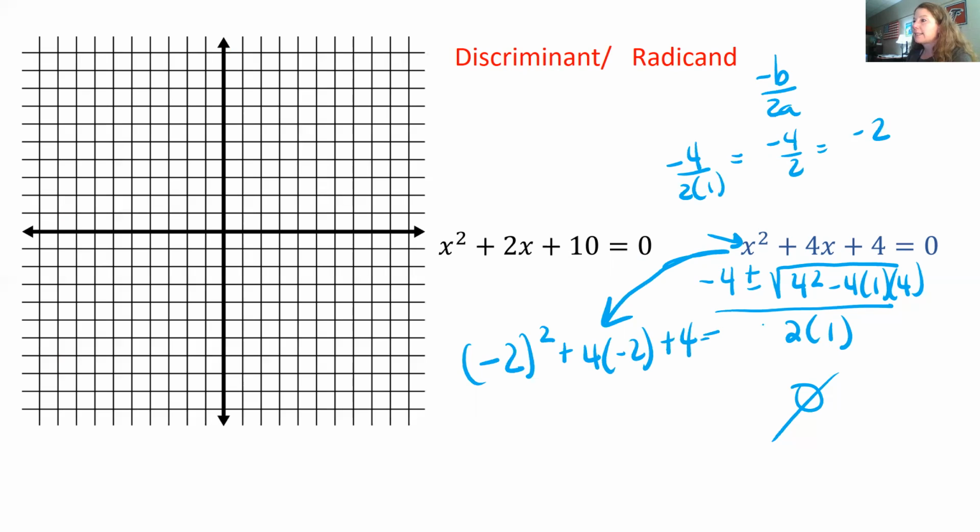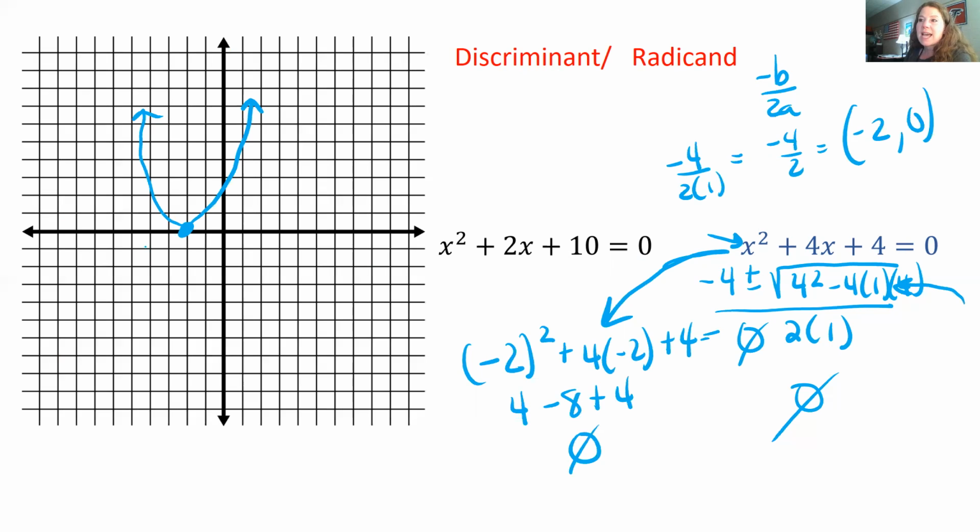You better go outside. All right, so here we have 4 minus 8 plus 4, and we get 0. So our vertex is -2, 0, and it's a happy parabola, which means it will never again cross the x-axis. So once again, we had a 0 under the radical. It only touches the x-axis once, and that's what happens.